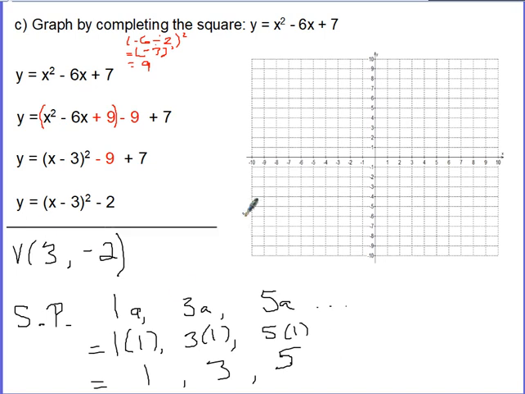So we're going to start at the vertex, which is positive 3, negative 2. There it is. And now we're going to step pattern. Over 1, up 1. Over 1, up 3. Right? 1, 2, 3. Over 1, up 5. 1, 2, 3, 4, 5. And the same can occur on the other side. Left 1, up 1. Left 1, up 3. Left 1, up 5. Hey, look at that. And I'm going to attempt a smooth curve here, but I know it's going to be horrible with the mouse.